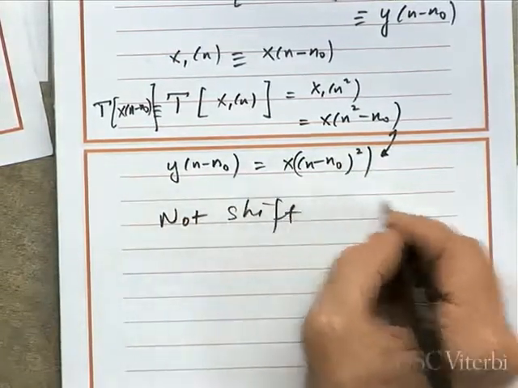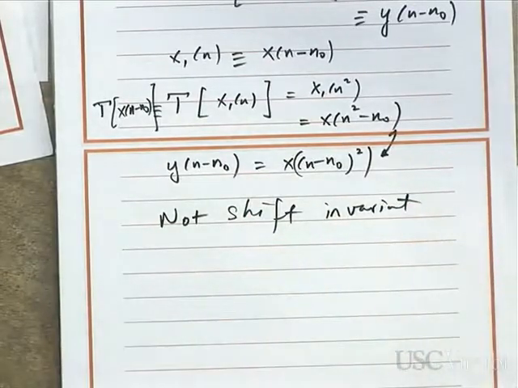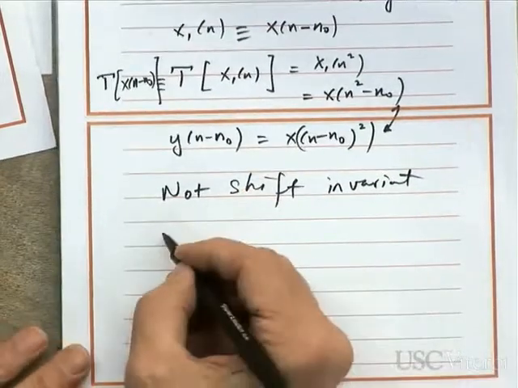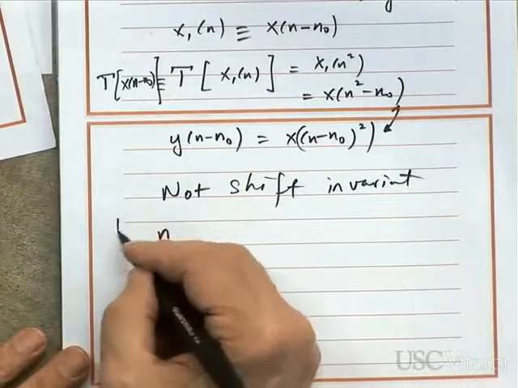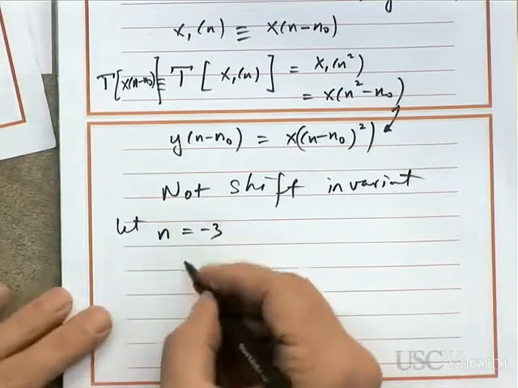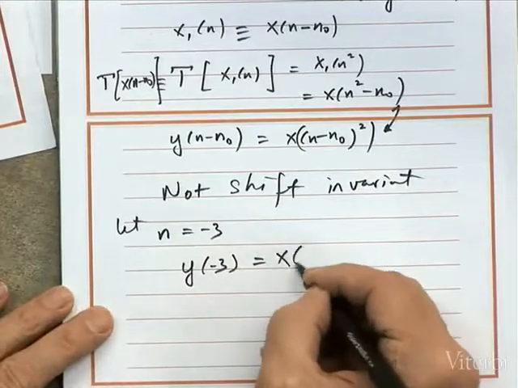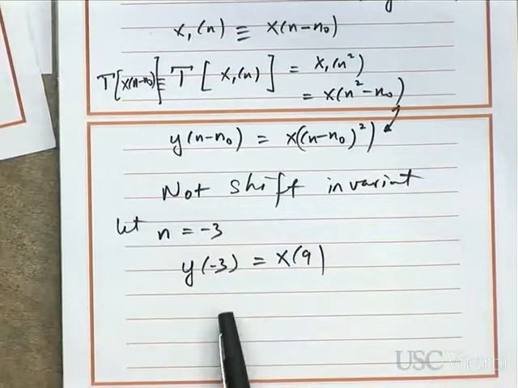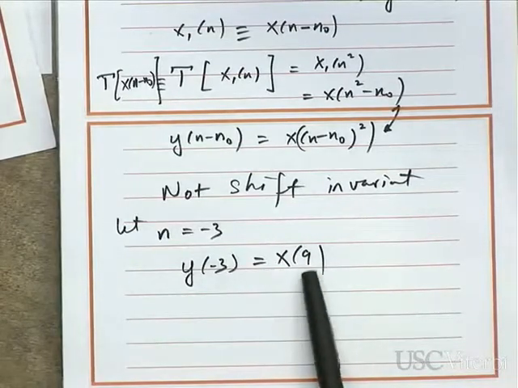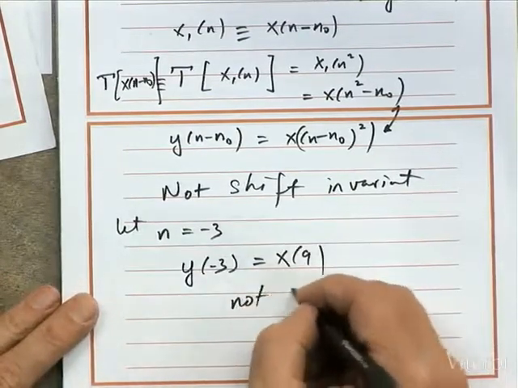Not the same. So this is not shift invariant. And I'll tell you something else about this example. Suppose n equals minus 3. Guess what the output is? y of minus 3 is going to be x of 9. So the output at some time, in this case minus 3, is a function of a future value of the input, x of 9. So not only is it not shift invariant, it's not even causal.